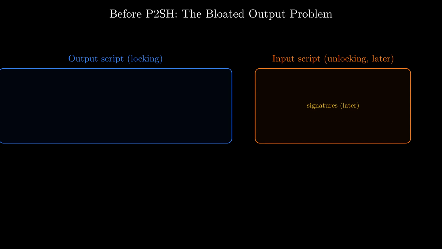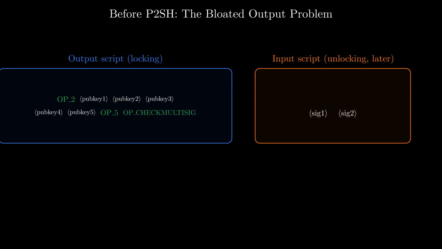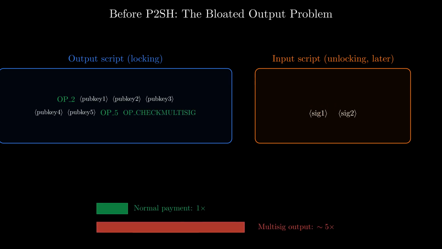To pay Mohammed the old way, the customer had to embed his entire 2 of 5 multisig script directly in their output: the OP_2 opcode, then all 5 full public keys, then OP_5, then OP_CHECKMULTISIG. That output is roughly 5 times the size of a normal payment, and the customer pays the fee for every byte. This created 4 real pain points.